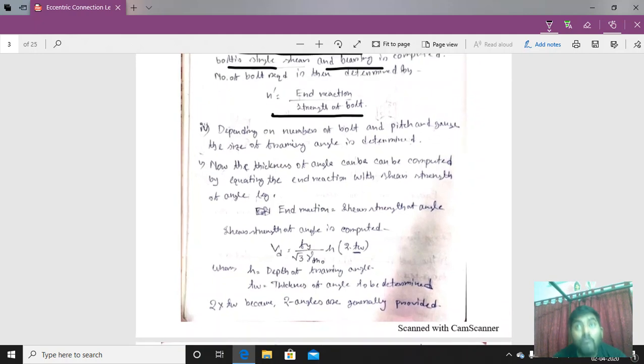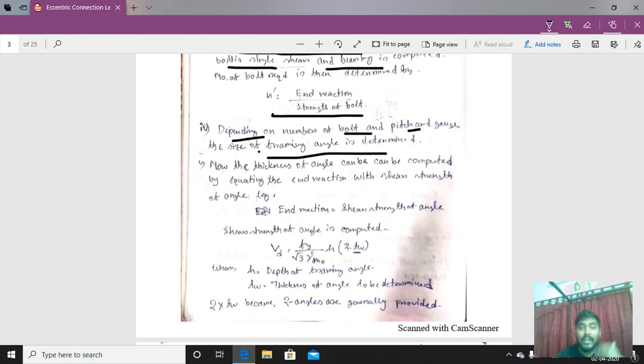Now comes the design of the angle, the selection of the angle section. Depending on the number of bolts and the pitch and gauge length, the size of the framing angle is determined. We have the pitch and the edge distances. If we put the pitch and edge distances in a row, we can find the minimum length required for the framing angle. After the minimum length is calculated, the size of the framing angle can be determined. But the most important part that is left is the thickness of the framing angle.